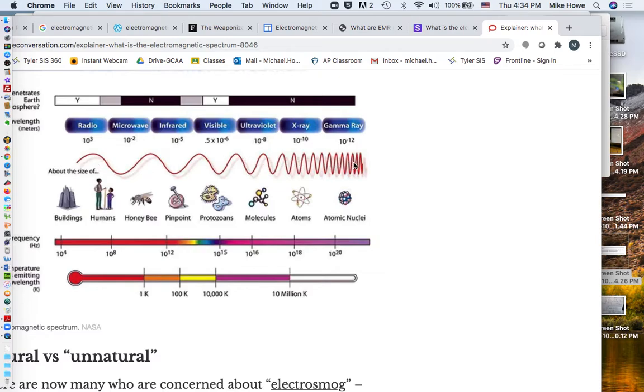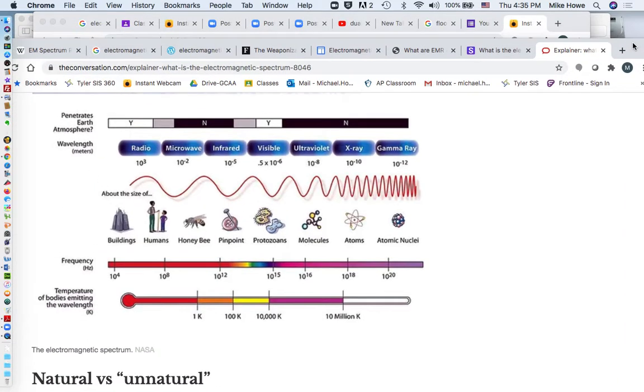So you see as the wavelength gets shorter, this is 10 to the negative 12th meters, the frequency gets higher, 10 to the positive 20th. As one gets shorter, this is 1,000 meters, 100th of a meter, and so on, the frequency gets higher, 10 to the 4th hertz, 10 to the 8th, and so on. So wavelength and frequency are inversely proportional.